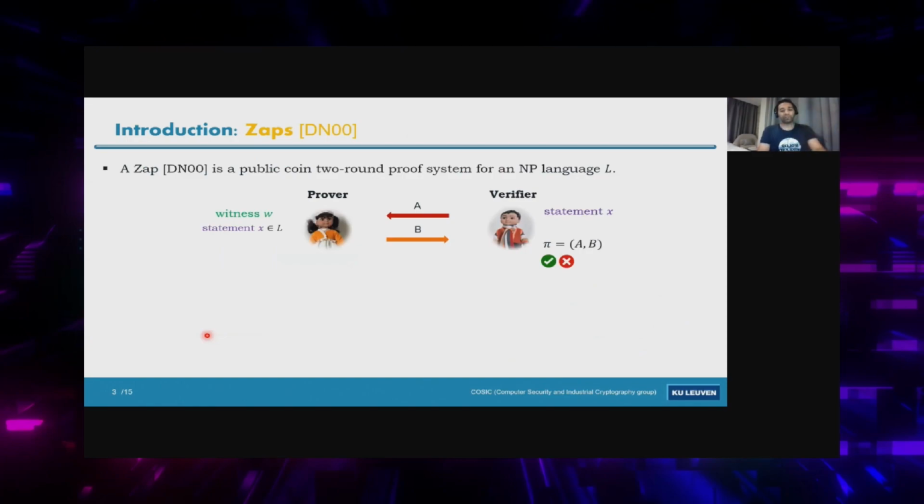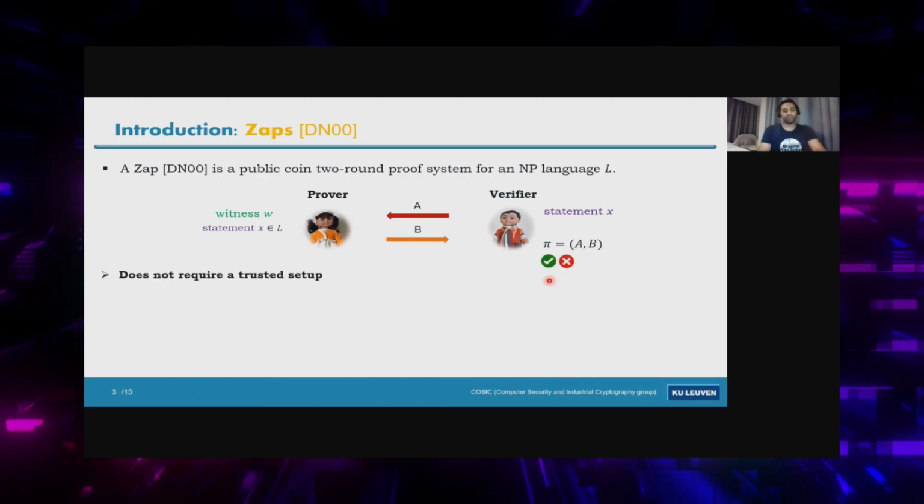So in this paper, we will use ZAPs. Let's have a short overview of them. A ZAP is a public-coin, two-party and also two-round protocol, which starts with a verifier and then continues with the prover. This A and B together build the proof. And finally, the verifier verifies whether this proof is valid and returns accept or invalid.